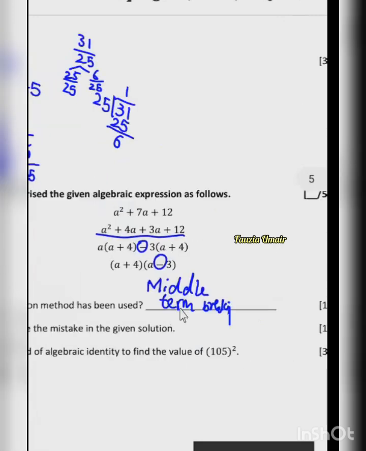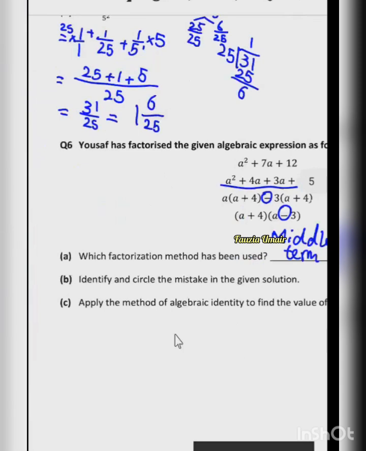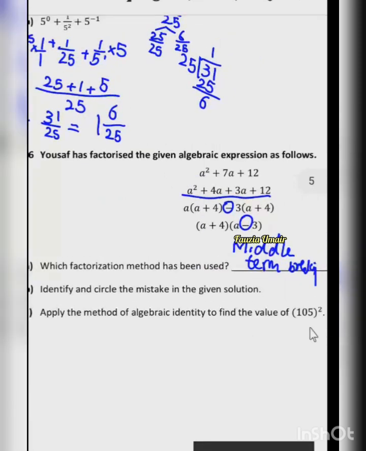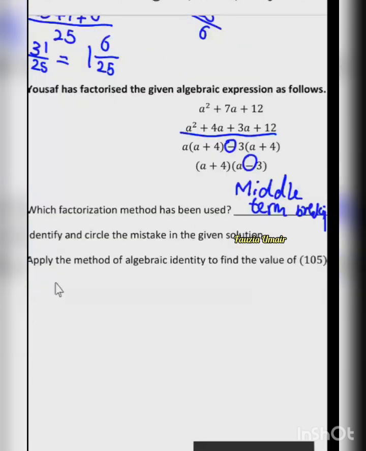So now there is the C part. Apply the method of algebraic identity to find the value of 105 square. So how can I do that? How can I find 105 whole square? When we apply formula 1 of algebraic identity, right. But I cannot apply it right now because there is only one value.